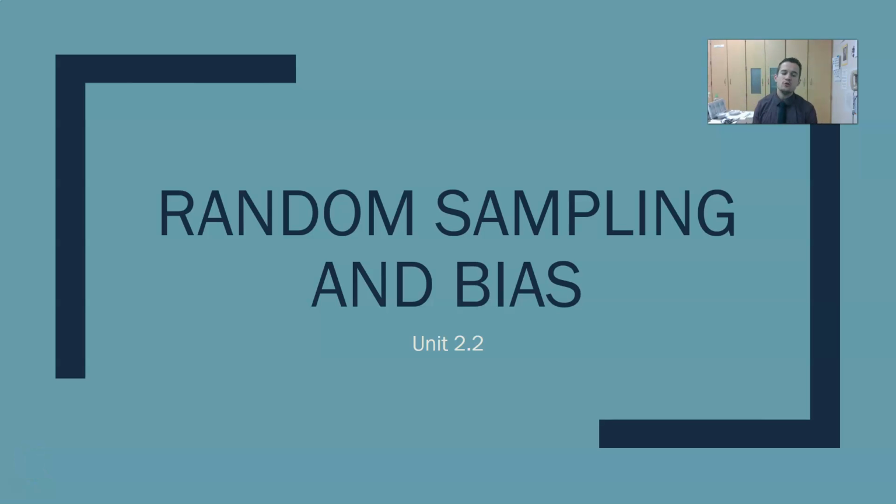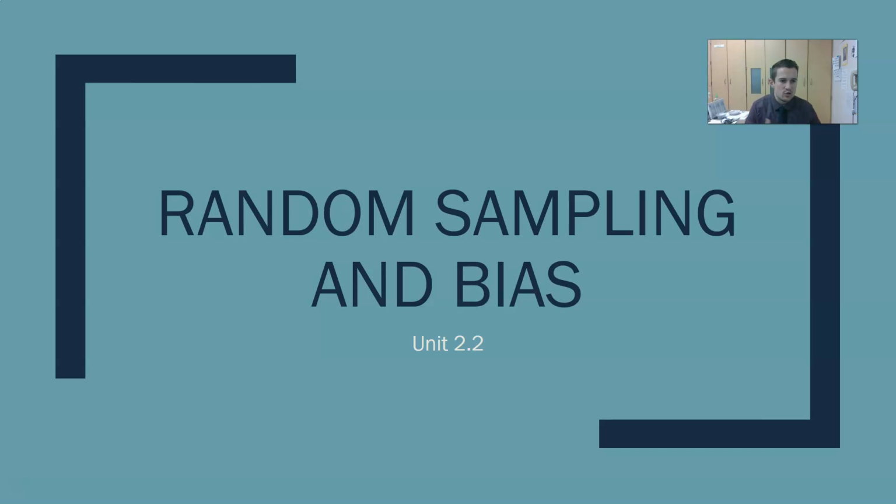We're in Unit 2 talking about statistics. We just talked about, in 2.1, a bunch of different definitions associated with statistics. We talked about populations and samples. We talked about different kinds of studies that you can do: surveys, experiments, observational studies. So now we're going to move on, and we're going to talk about random sampling and bias.